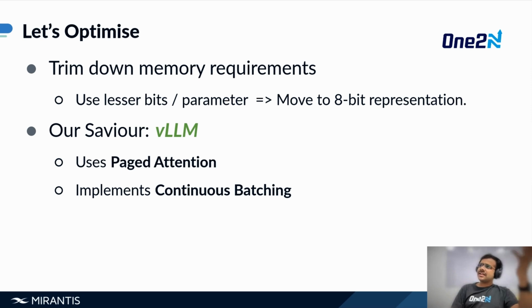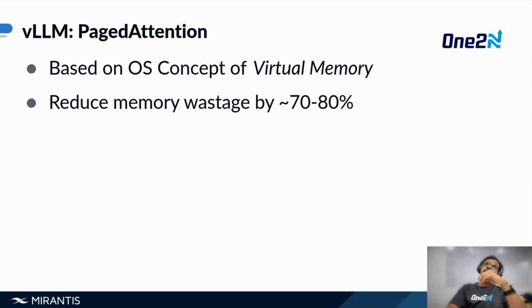So then we asked ourselves, can we optimize this? And the answer was yes. How about if we could represent these parameters in a lesser number of bits? That is, moving from a 16-bit representation to an 8-bit representation. And this is where vLLM came to the rescue. And it uses this concept of PagedAttention, which under the hood implements continuous batching that we'll talk about.